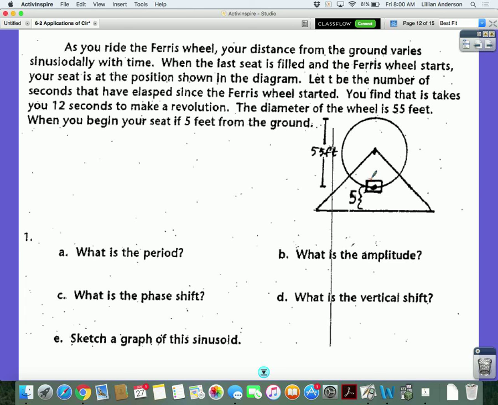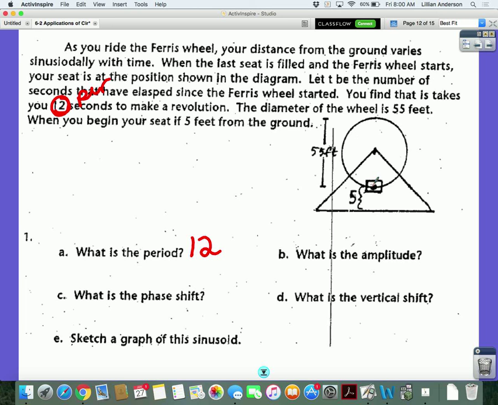A revolution is one time all the way around, so 12 seconds actually represents our period, since it takes us 12 seconds to get all the way back to where we started. The diameter of the wheel is 55, and when you begin, your seat is 5 feet off the ground. So what's our period? Our period is 12 because it takes 12 seconds to make a full revolution. What's our amplitude? What's our phase shift, vertical shift, and then we're actually going to sketch this graph.